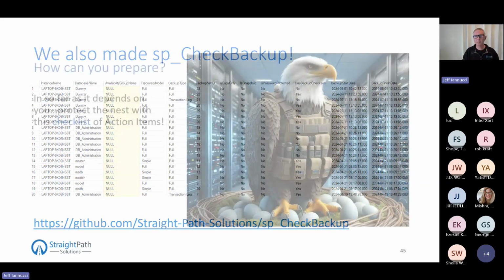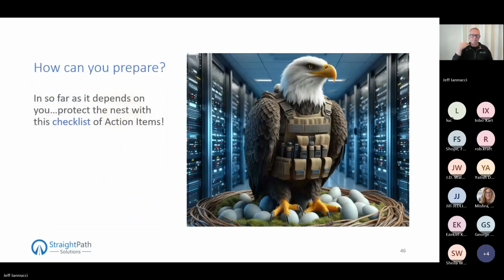All right, speaking of preparation, insofar as it depends on you, what can you do? Now, I promised in the abstract for the session an actionable list. So let's talk about things you can actually do now that you're armed with knowledge about what's going to happen.